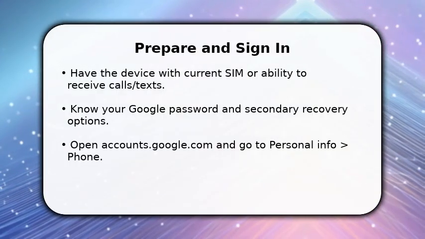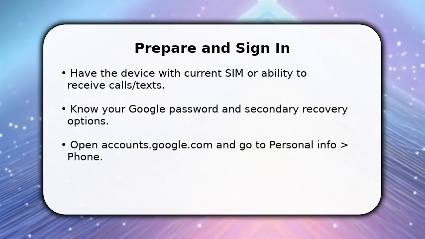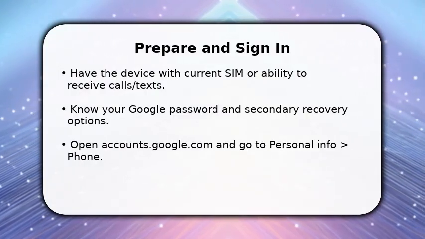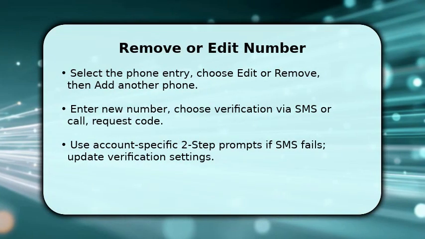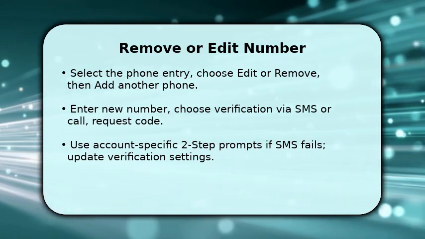Open accounts.google. Navigate to personal info, then to phone to see the current number listed. This is where you'll begin replacing or verifying the stored phone number. Now edit or remove the outdated number and add your new one. This is the critical middle step.